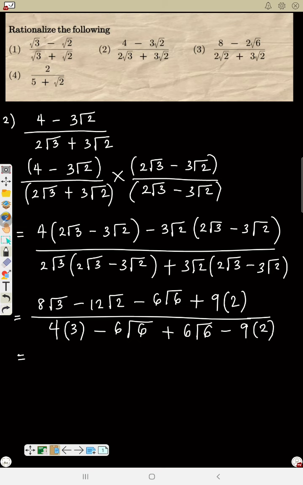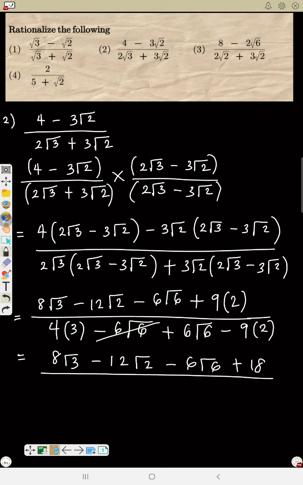So now the numerator will be 8 root 3 minus 12 root 2 minus 6 root 6 plus 18. Everything divided by, now minus 6 root 6 plus 6 root 6, 0. Now 4 times 3, 12. Minus 9 times 2, 18.